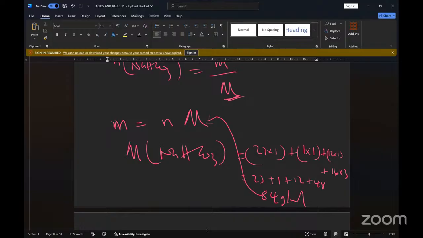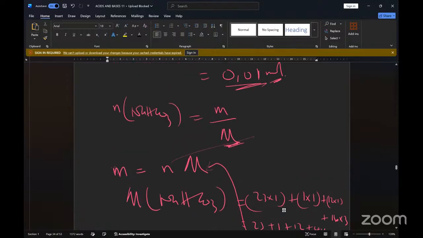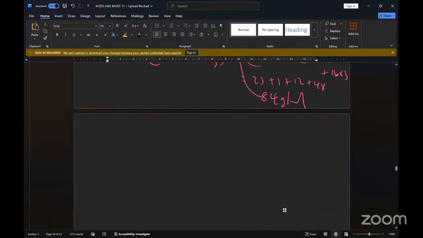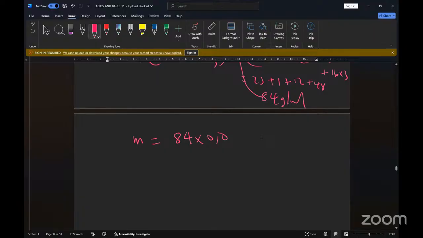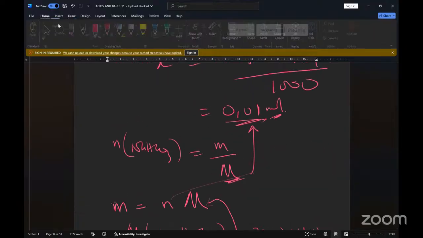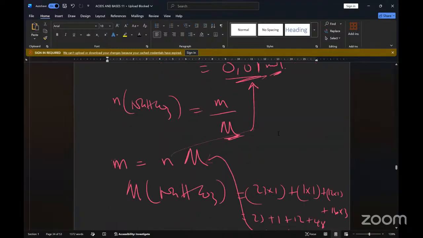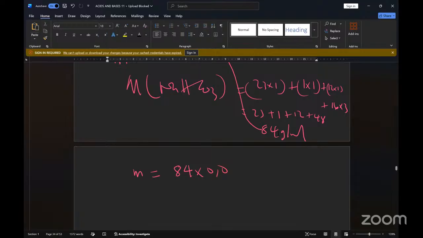So this is what we put here, and the number of moles, which we calculated earlier, is this one. So the mass is going to be 84 times 0.01, which is 0.84 grams.